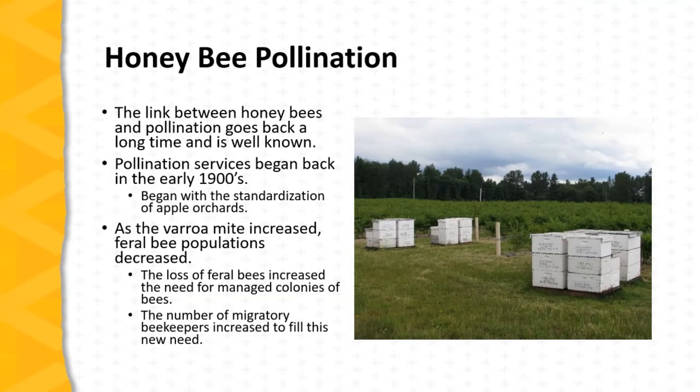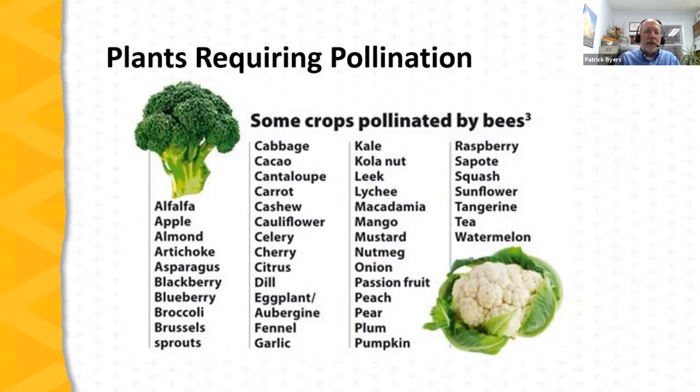So again, the plants that require pollination, it's a long list of the fruits and vegetables and other crops that we enjoy eating and that are important parts of our diet. Now, in some cases like broccoli, we don't need pollination for the harvest of the broccoli head, but we do need pollination from the standpoint of developing broccoli seed for the next crop of broccoli. So even something like broccoli, where we don't eat a fruit or a portion that was pollinated, we still have to have seed to grow that crop. And that's where honeybees come into play.